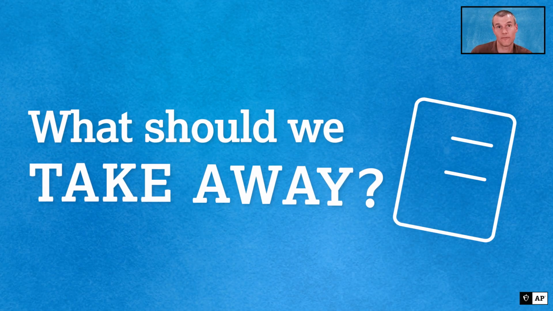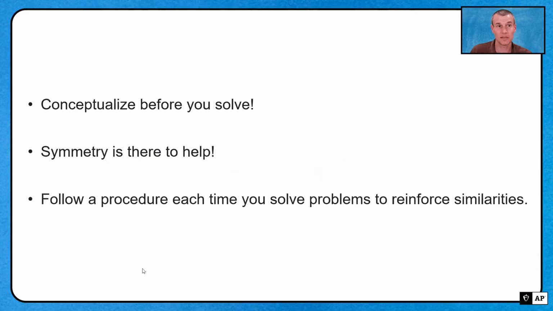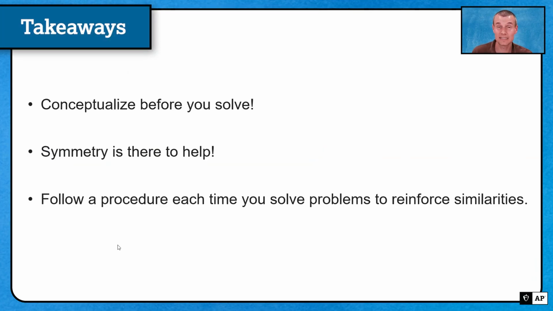So what should we take away from this video? Probably the biggest thing to take away is that you should always conceptualize the problem before you solve, right? Don't have people coming back from the future to tell you you done messed up somehow. Symmetry is always there to help. So as we saw in that last example, we had the top portion and the bottom portion cancel, leaving just the x component that was going directly to the right. And whenever you're solving these problems, when you begin, but even all the way through the end, always follow a set procedure each time you solve to help reinforce the similarities. If you're doing it a little bit differently every single time, you might miss some of the patterns, some of the symmetries that help make these problems a little bit simpler.